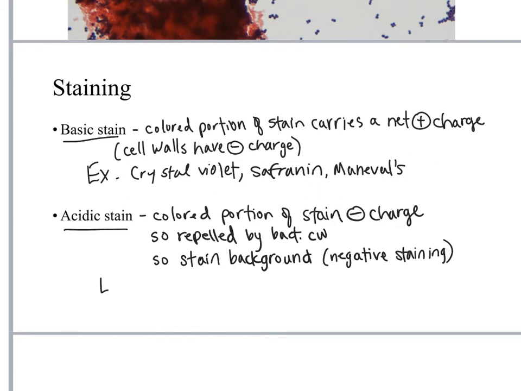Our example of an acidic stain that we're going to be using today when we do the capsule stain is called Congo Red. We use that strategy to visualize capsules because it's very difficult to stain the capsule itself. So we basically stain everything else and then we can see the capsule.